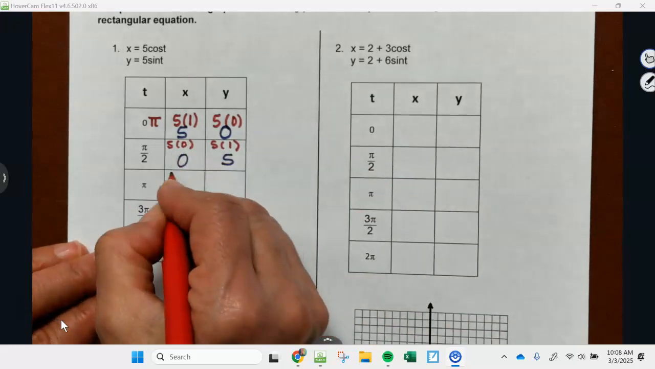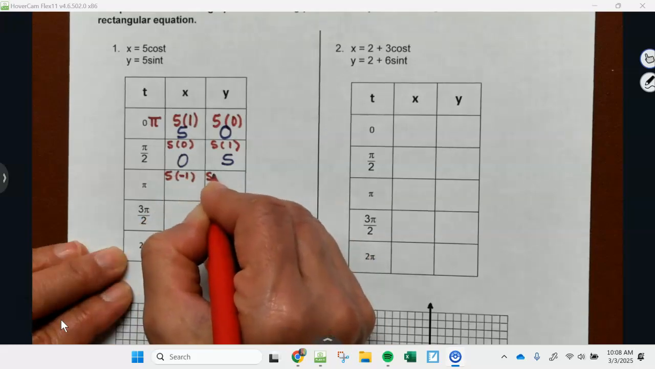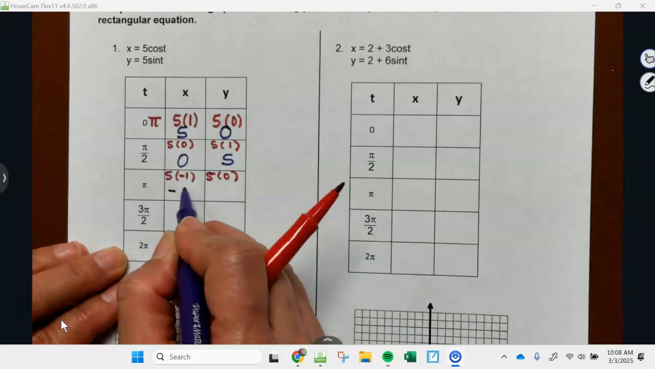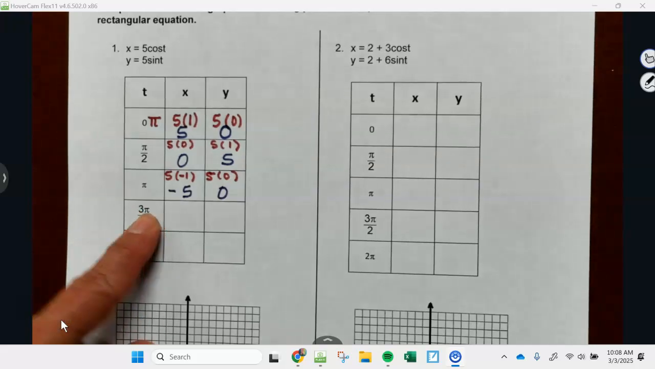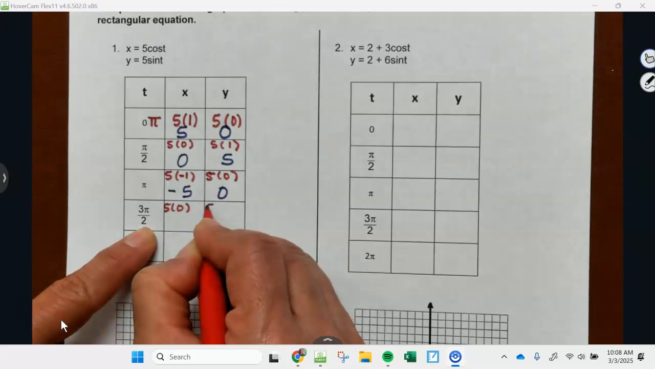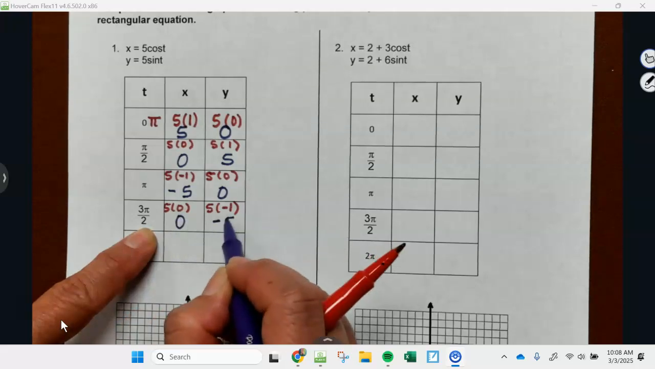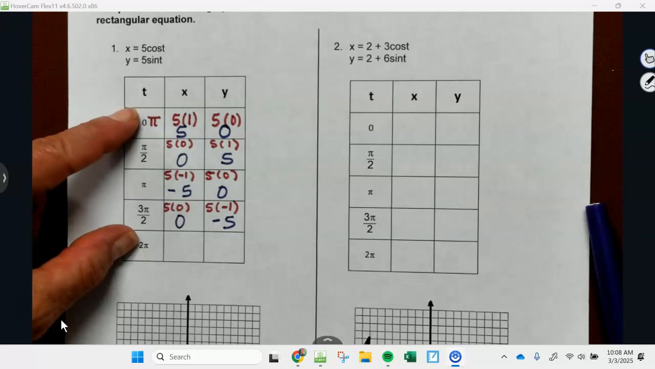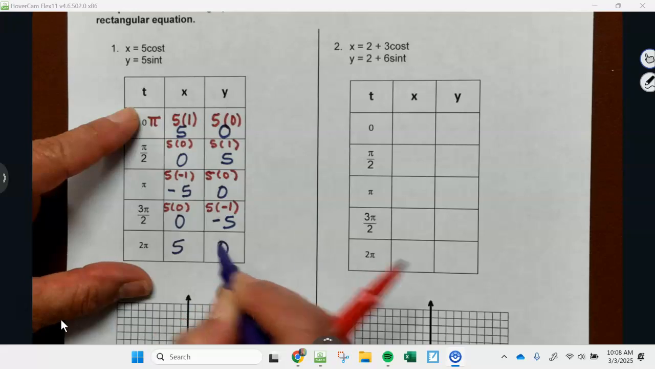The left side of the unit circle, that's where cosine is negative 1. The sine value is 0. So this ordered pair turns into negative 5, 0. The bottom of the unit circle, that's where cosine equals 0 and sine equals negative 1. So this is 0, negative 5. And then 2 pi, guys, it's going to be the same exact answers as the top row. So it's going to be 5, 0.